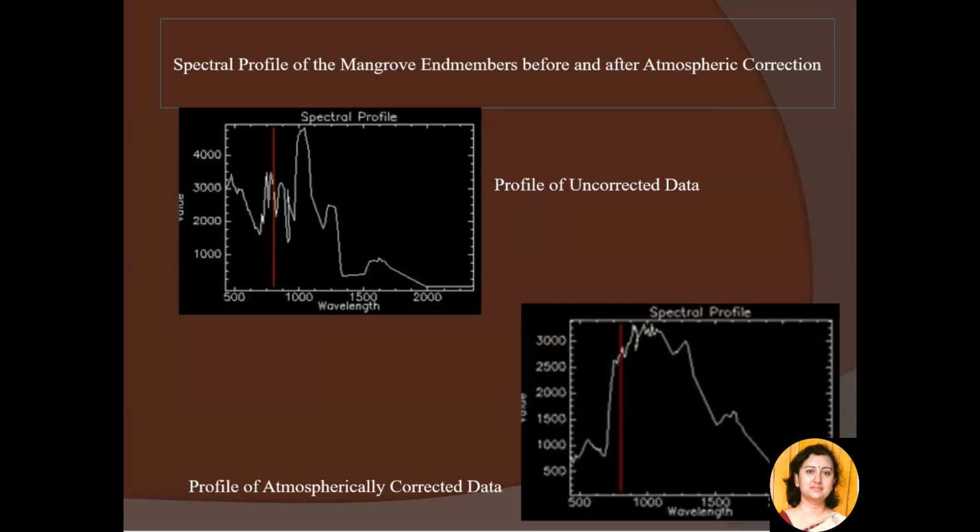So here we can see in the profile of the atmospherically corrected image that there are a number of narrow contiguous peaks in the wavelength range of 750 to 1500 nanometers as well. So after application of the QAC module, there has been an enhancement in the vegetation feature class as compared to the original hyperspectral data.